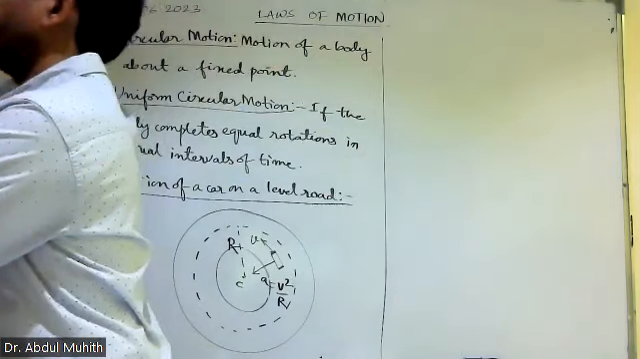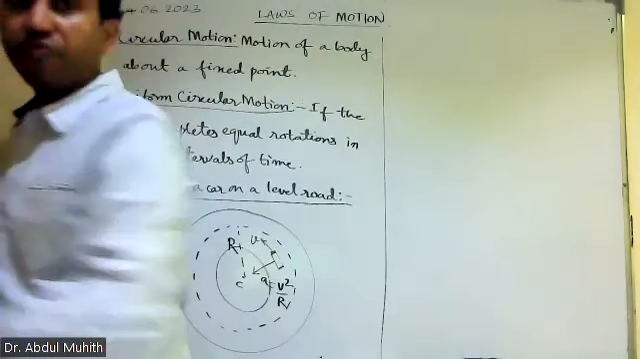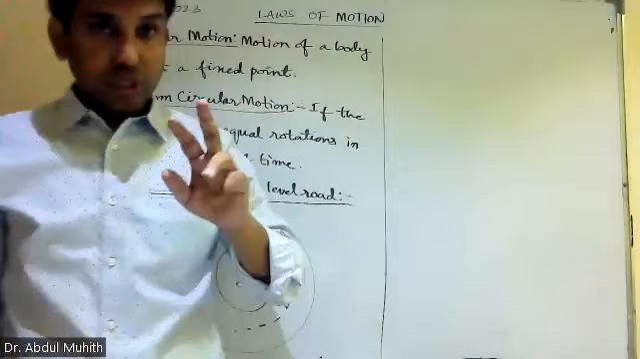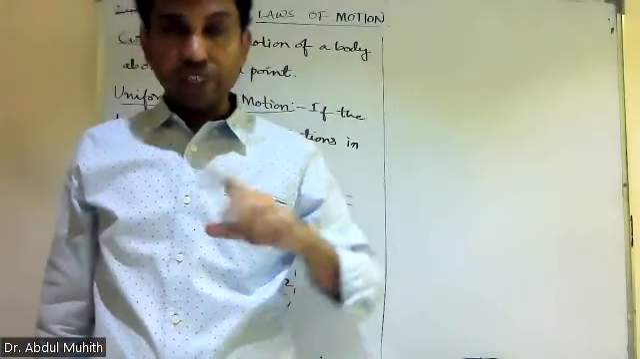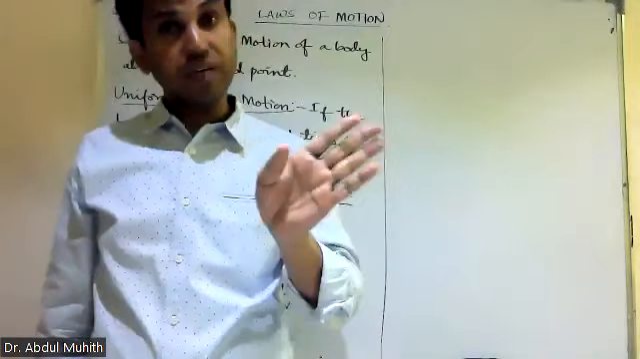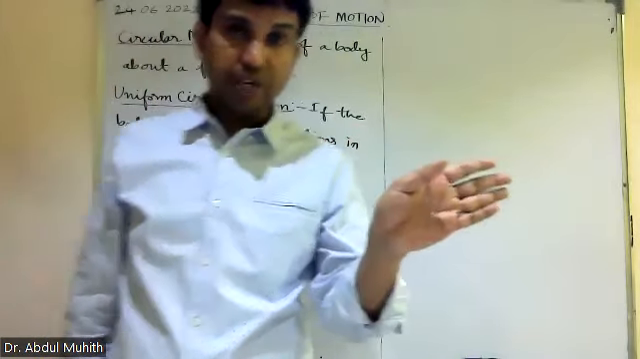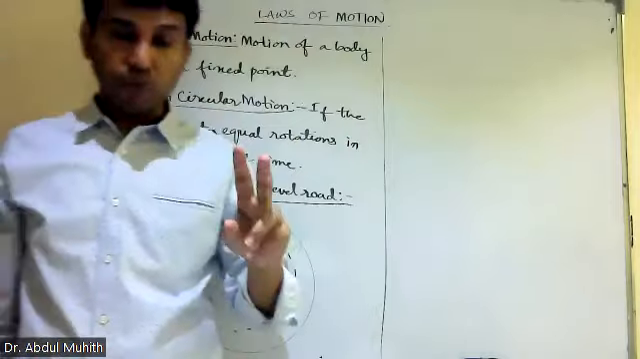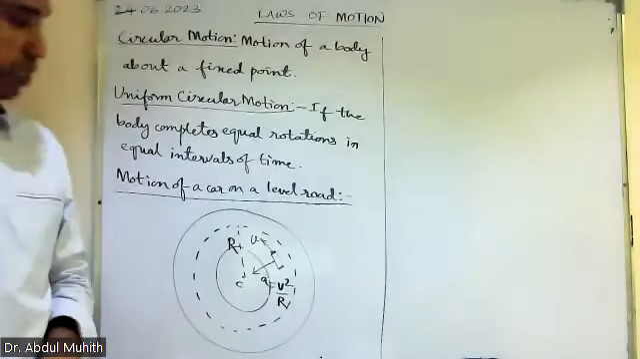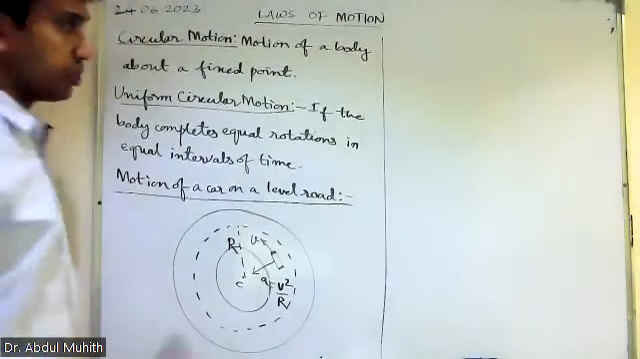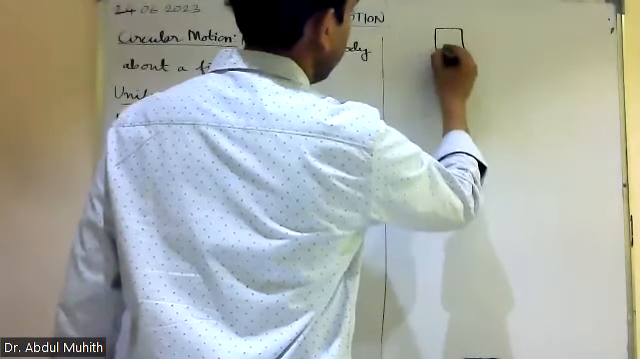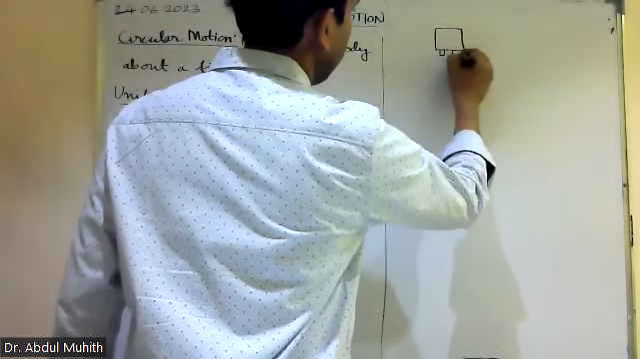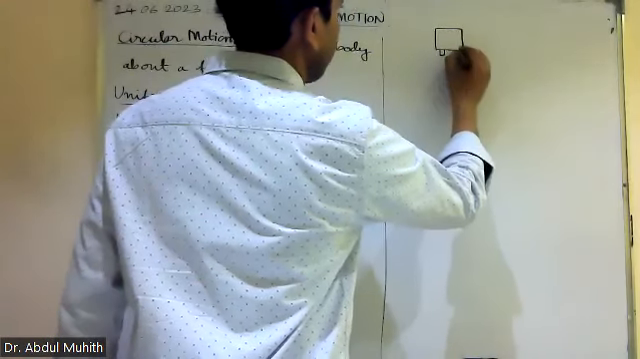Understood, all of you? So there are two or three types of friction acting when the car is moving on the road. One is kinetic friction or rolling friction, and the second one is in the perpendicular direction. Suppose this is the car, and this is the wheel. So what will happen now?